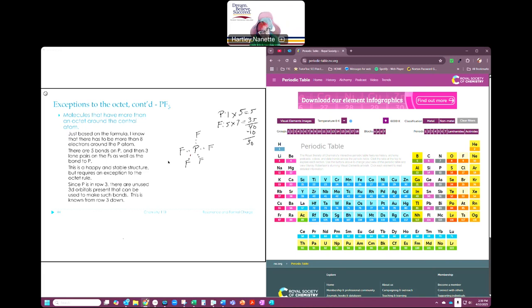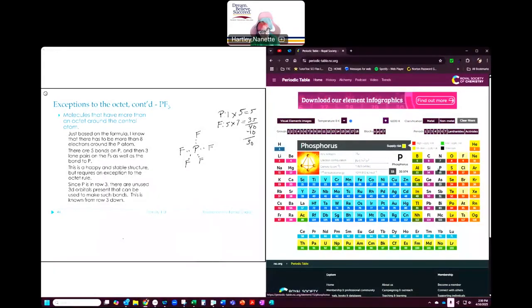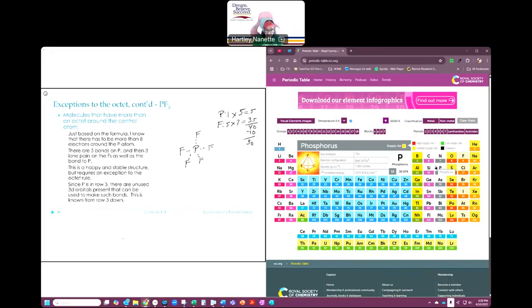And that's a violation of the octet rule because there are 10 electrons around phosphorus. That's a problem. Well, no, not really, because that's what he does. And phosphorus, being in this 3rd row, has empty d orbitals that he can use to make that many bonds. So he can do this. So it's perfectly acceptable for him to do that.